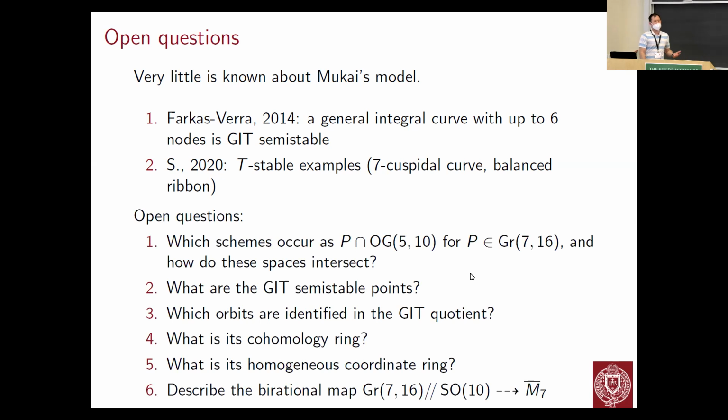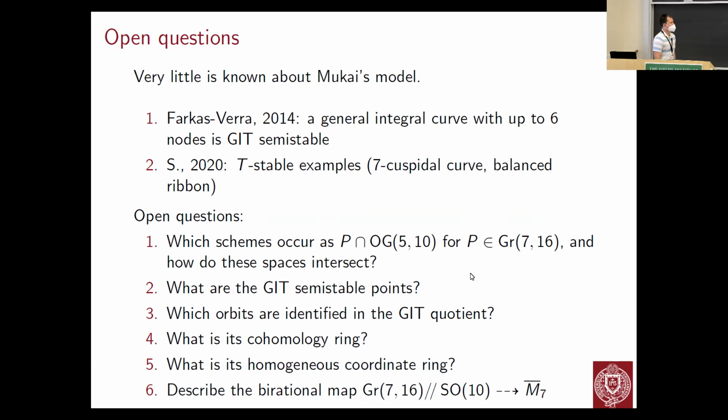So let me just mention some of the questions that I'm interested in, and I hope that over the next several years, you'll see a series of Macaulay2 packages and preprints from me answering some or all of these questions. So first, I'd like to know, what schemes can you get by intersecting the orthogonal Grassmannian with a sixth plane? Okay, I'm not quite sure. I have some ideas, but nothing like a complete list. What are the GIT semi-stable points, and how do the orbits come together when they do?